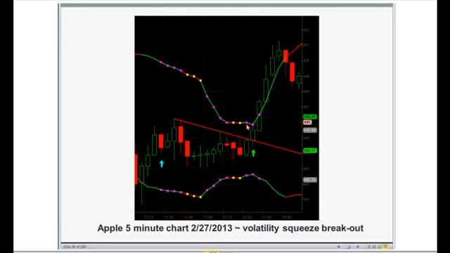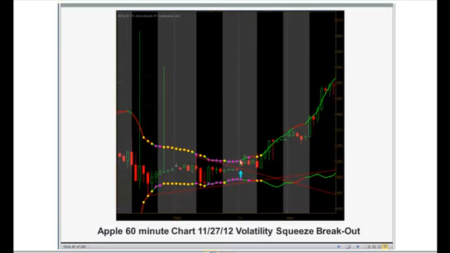So here's an example of a volatility squeeze that was found on the scanner for a 5-minute squeeze, and here's the trend line breakout. Boom. Here's another squeeze, compression squeeze again. Here's Apple on a 60-minute time frame. See the price consolidation here? See how tight that gets?